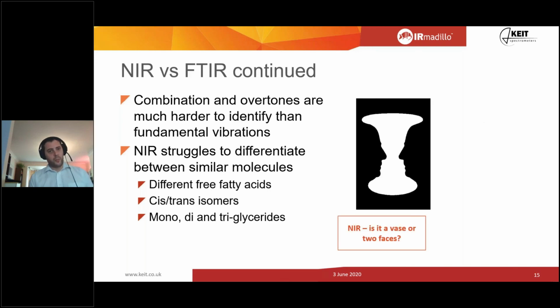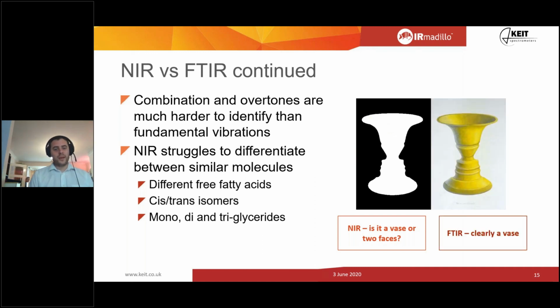I like to use this as an example of the type of different information we get. With near infrared, you effectively get a silhouette. It's that kind of granularity of information. And here we have a picture. Is it a vase, or is it two faces? So are we looking at the white or are we looking at the black? With mid-infrared, it becomes very, very clear that it's a vase. That's what we're looking at. We get that depth, we get much more information. We can really understand what's going on.